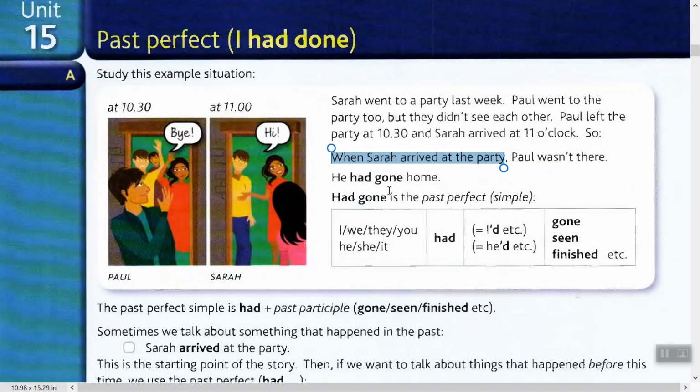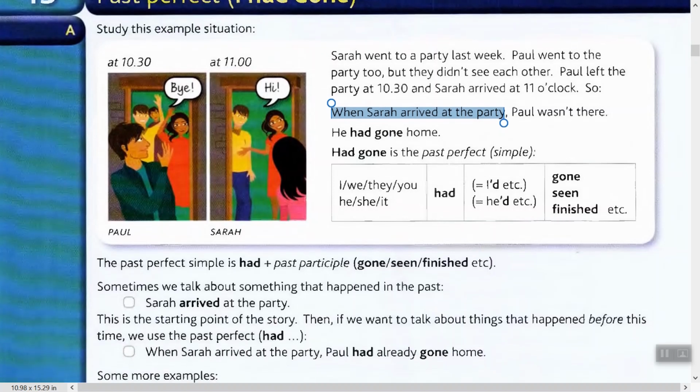So first, Paul left. Then Sarah came. So when Sarah arrived at the party, Paul wasn't there. He had gone home. He had gone home. Okay. We, they. This is the structure. Had the same. Only had here. There it was has, have. Here it is had. Past participle. This is the structure.